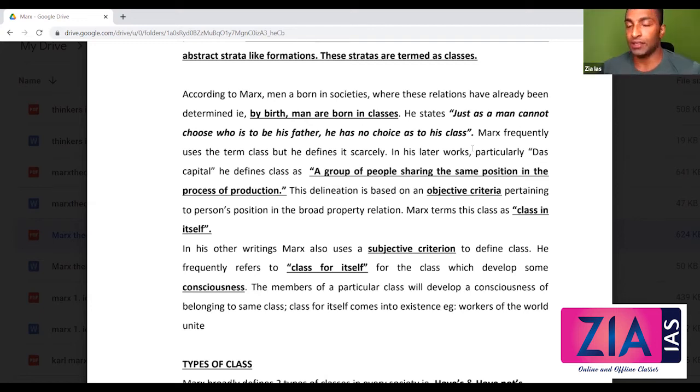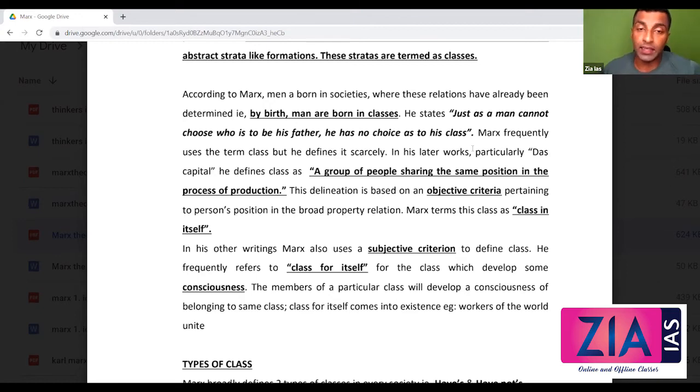This delineation, or you can also write it as definition, both are the same. Here, delineation means a kind of separation, based on an objective criteria pertaining to a person's position in the broad property relation or the production process. Marx terms this class as class in itself, which is based on an objective criteria.